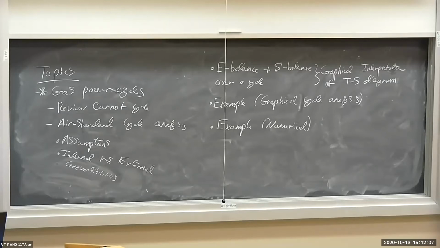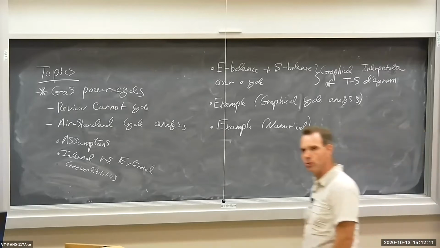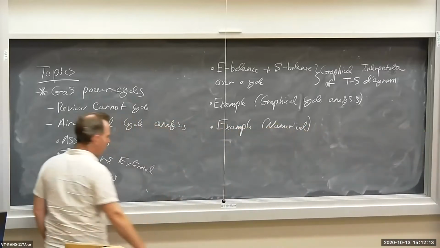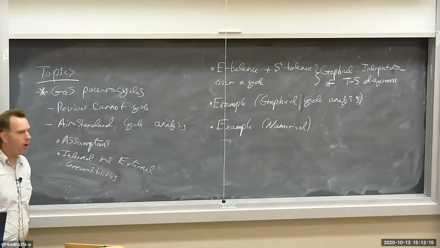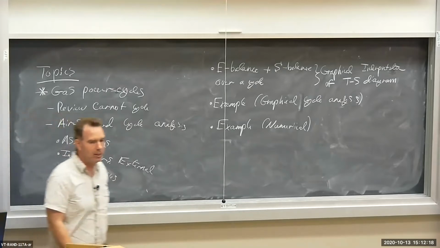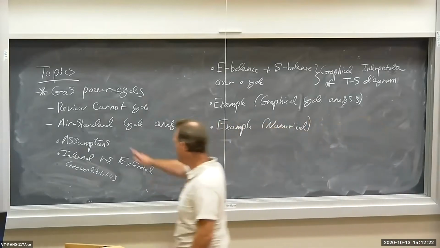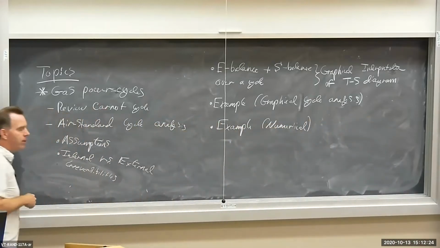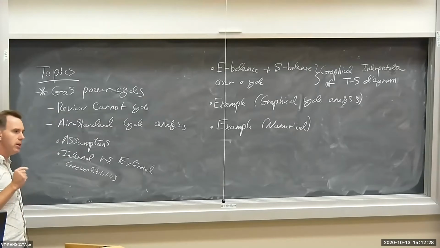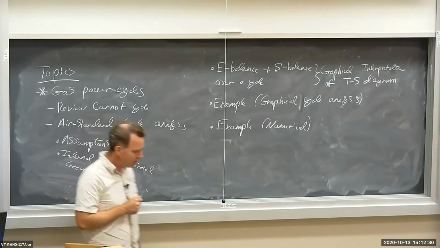So we're going to be investigating how we can produce power using a closed system cyclic device. And we're going to incorporate all the tools, all the things we've learned about energy and entropy to do it. So topics here: gas power cycle. That's what we're going to be doing for the next couple of weeks. We're going to start off with closed systems, and then we're going to move to open systems.